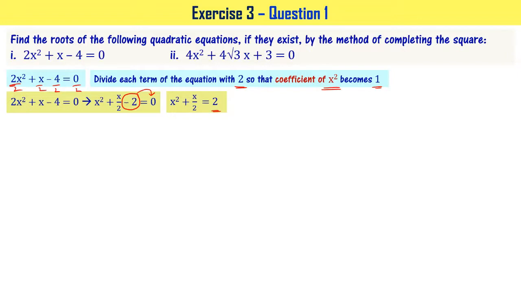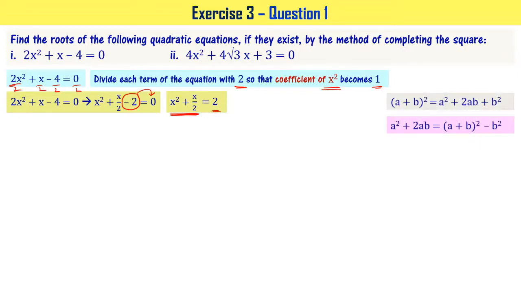Now, let us add something to both sides of the equation such that the left hand side of the equation becomes a complete square. For that, we first have to identify what to add, right? For that, let's make use of the (a plus b) whole square formula, which is written as a square plus 2ab plus b square, right?